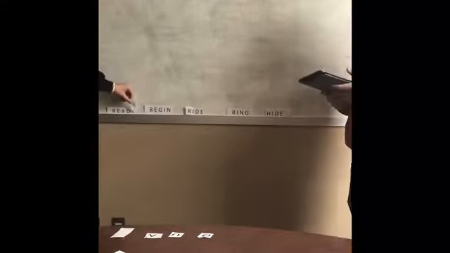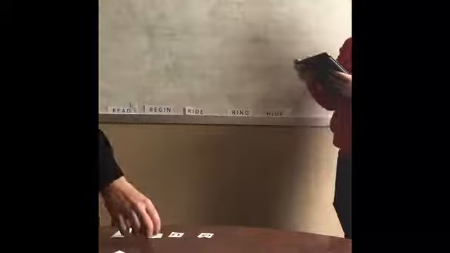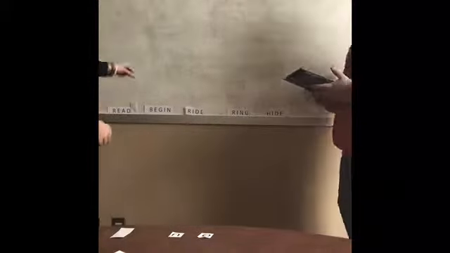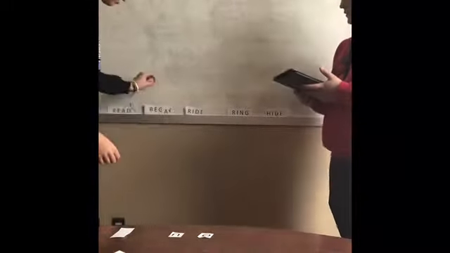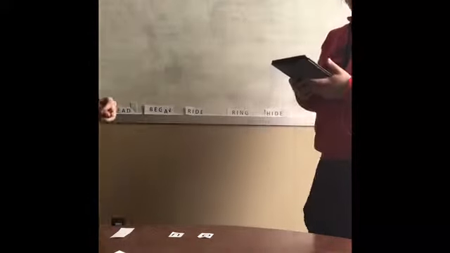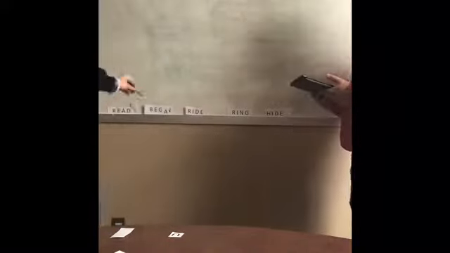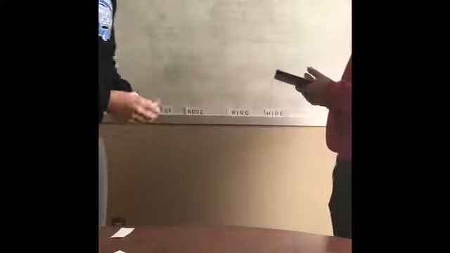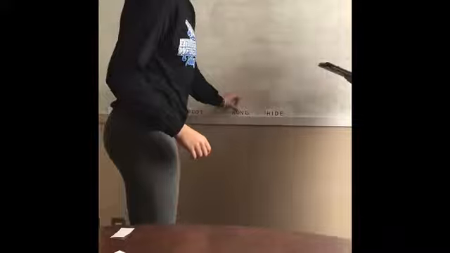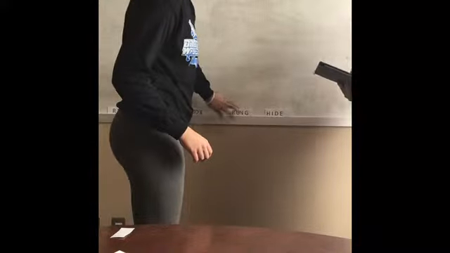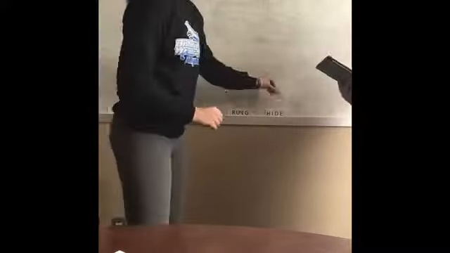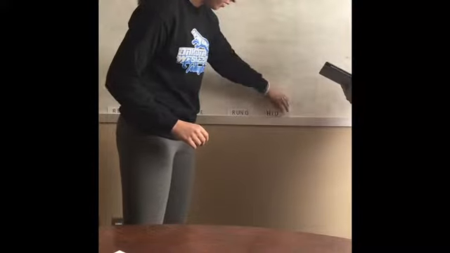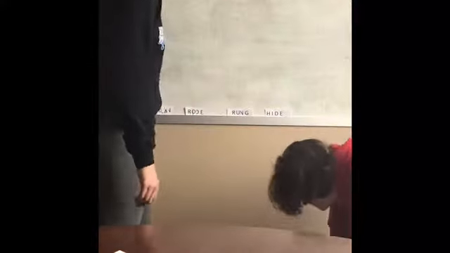So for reads, you'd cover up the S, and then it would become red. And then begin, you would change the I to an A, so it'd be began. And then ride would become rode. Ring would become rung. And hide would become hid.